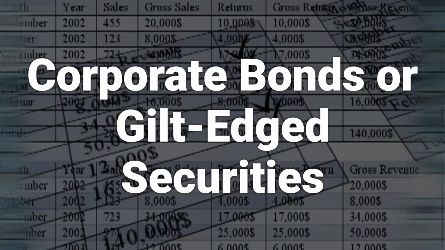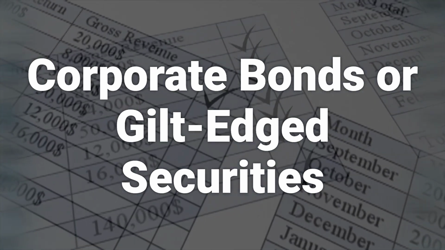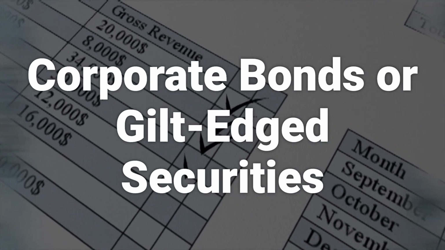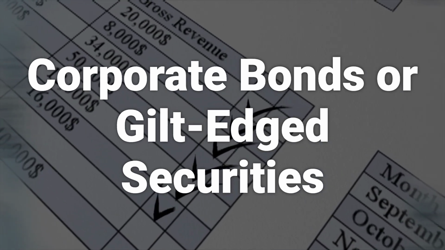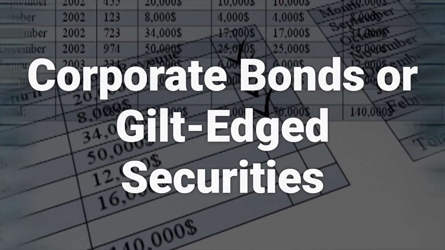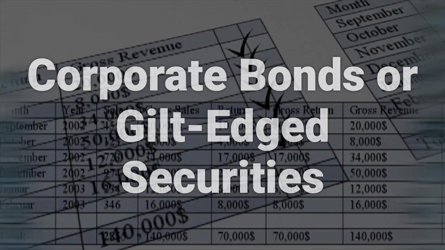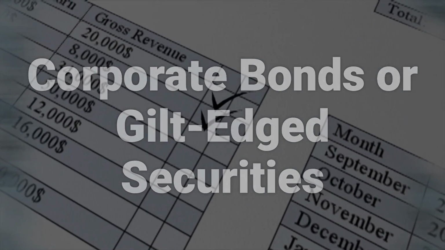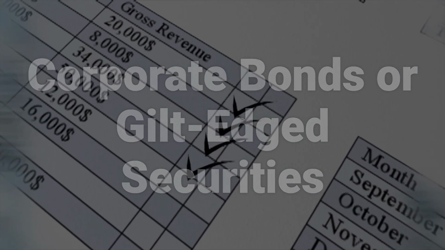A bond described as gilt-edged has top ratings assigned by credit rating services such as Standard & Poor's or Moody's. Gilt-edged bonds have yields below those offered by more speculative bonds. These bonds often serve as the cornerstone of investment portfolios for conservative investors whose top priority is capital preservation.